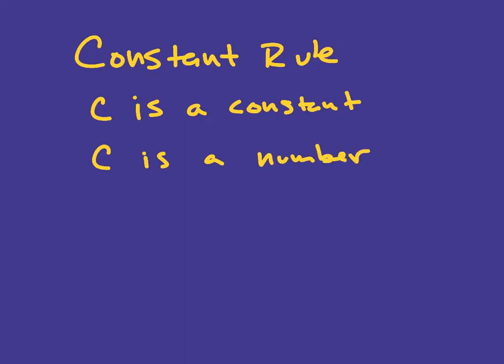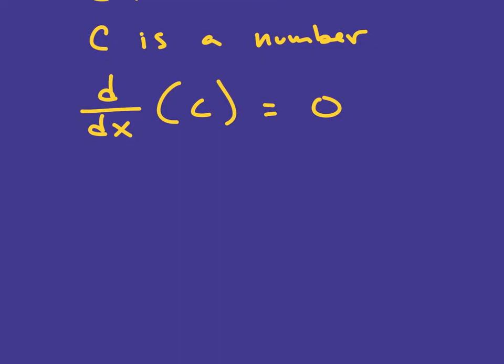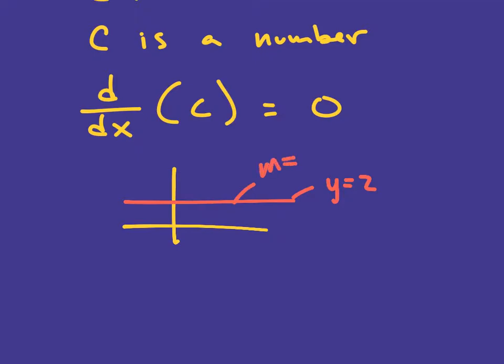And so if I were to take the derivative with respect to x of some number, just any number, remember that we're going to get 0 out of that. And think about why we get that. The reason is because if you have, let's say, the line y equals 2, all right, the slope of that line at any of those values is 0, and that's how we get that.